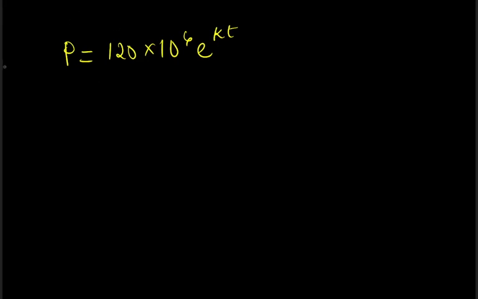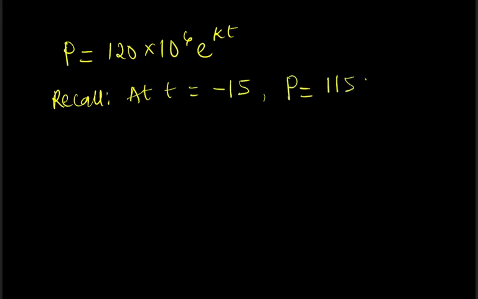So recall from the third sentence, we had that our t equals minus 15. This is like saying 15 years ago. That means our p will be equal to 115 million. At t equals minus 15, our p is 115 million. How do we solve for k? By substituting into our function above.